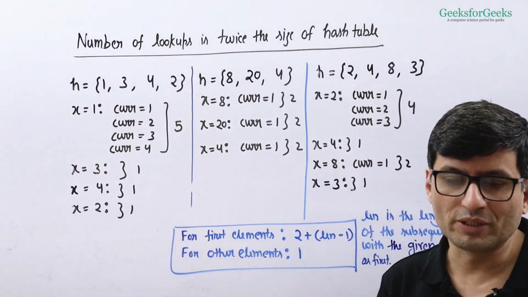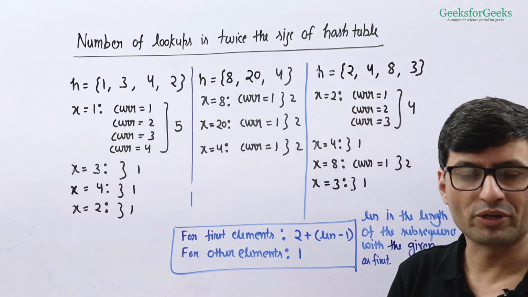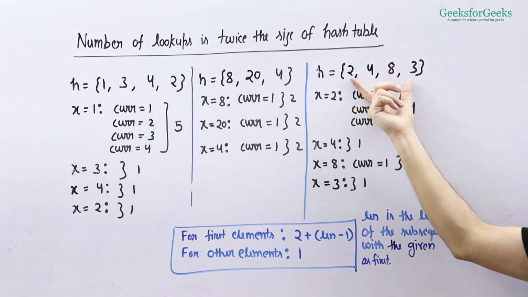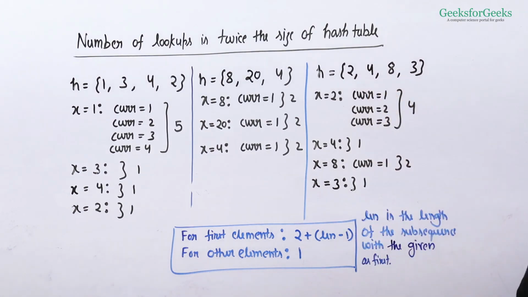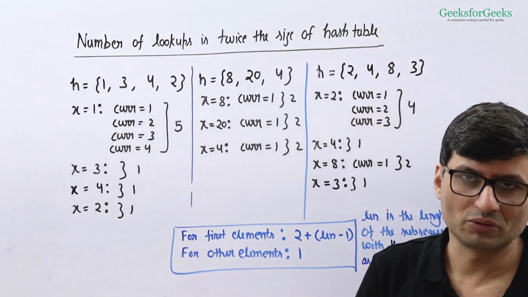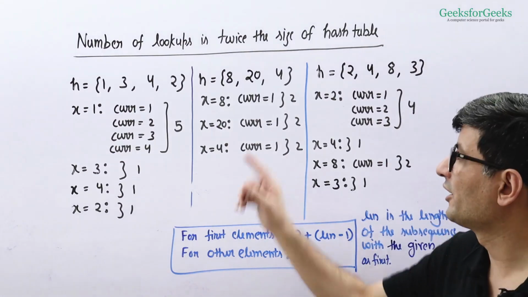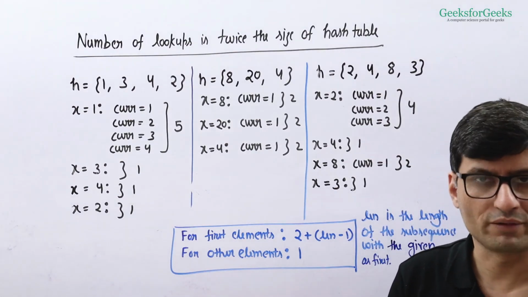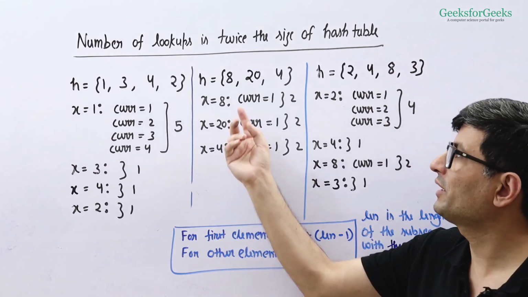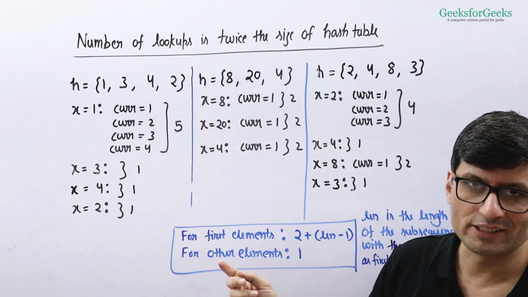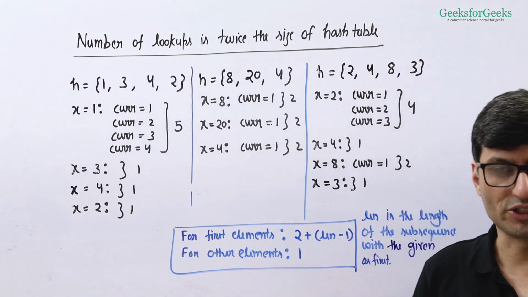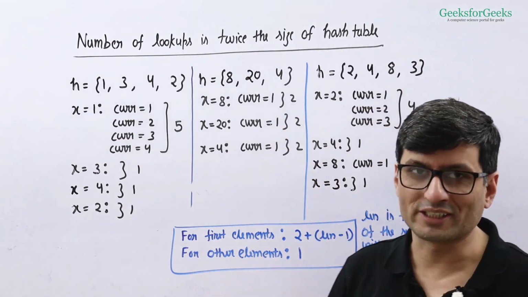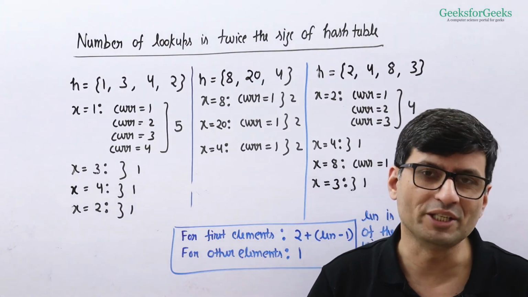So how many lookups are we doing? 2 plus 3, 5. How did we get 3? Length minus 1. In this example, what is the length of the subsequence that begins with 2? 3. So how many lookups did we do? 2 plus 2, 2 plus 3 minus 1. And in this example, every element is the first element and the length is 1 for every subsequence. So how many lookups are we doing? 2 plus 1 minus 1, 0. So 2 plus 0 is 2, right? So 2 lookups we are doing for every element. And that's how we can say that the overall time complexity is linear for the solution.